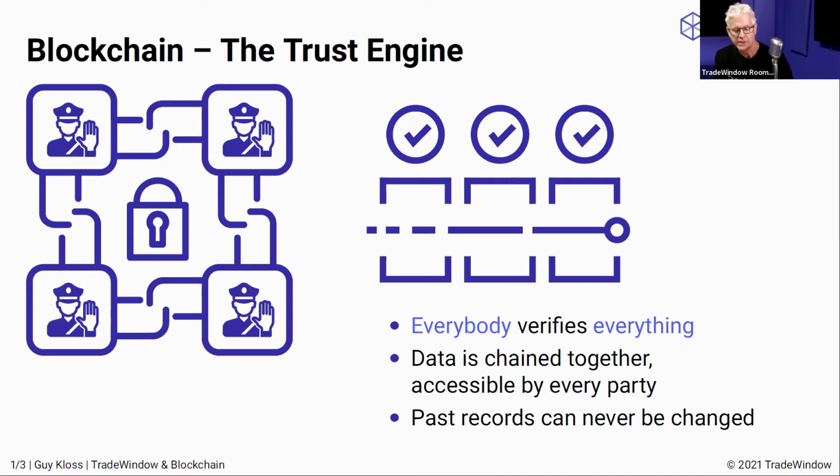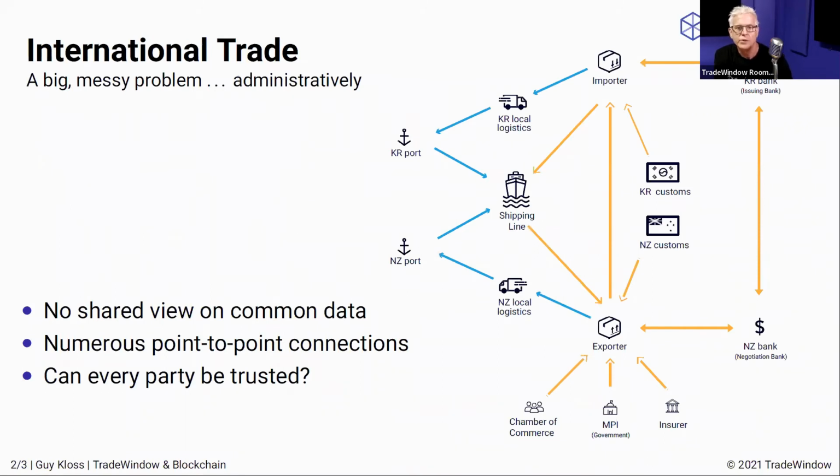Anyway, next slide, please. This is how we use it, put to good use for the things that it's good for. We're dealing with international trade. That's a big, messy problem administratively. You see on that diagram that it is quite complex. I think it's something like 14 different parties involved that all have all kinds of interactions. It gets very busy with the different types of interactions. There's no shared view on common data. There are a lot of point-to-point connections and integrations, but can everything be trusted? Can't it be intercepted, tampered with? Well, we don't know. Next slide, please.